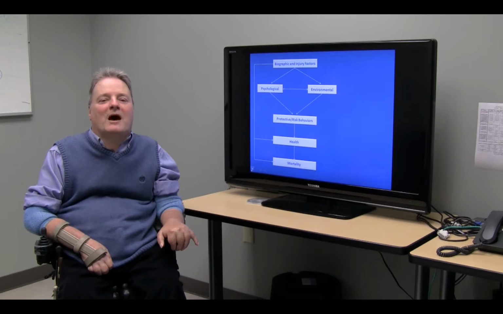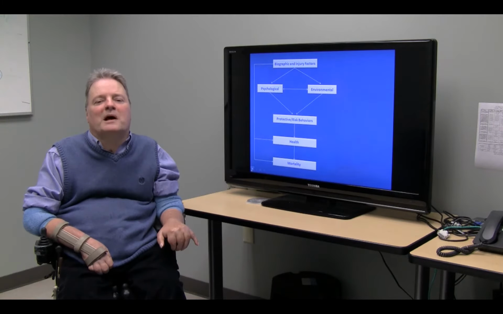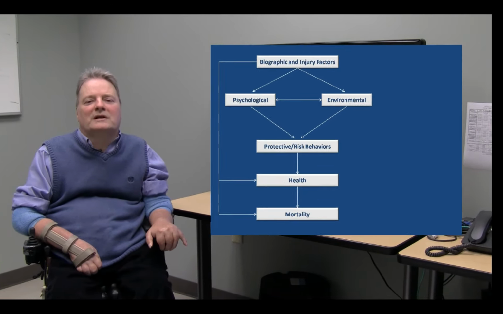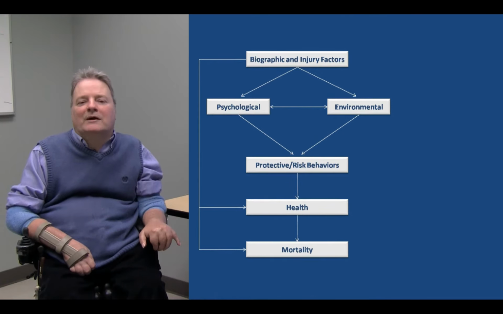What I'm going to talk about now is based on our research on a study of 1,386 participants with spinal cord injury. What did we find as far as risk factors for early mortality after spinal cord injury? And I'm going to go through each set of factors as we identified them. What you currently see on the screen is our risk model. It relates biographic and injury characteristics, psychological variables, environmental variables, behavioral variables, health variables to mortality after spinal cord injury.